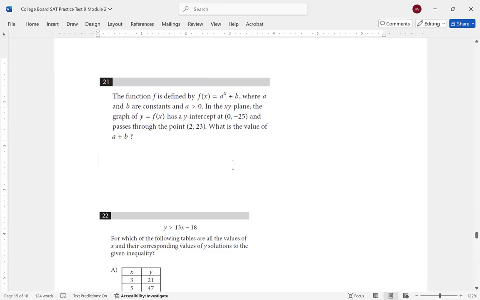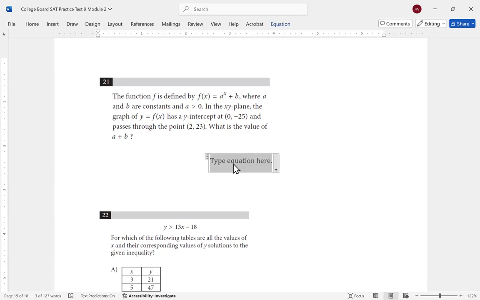Question 21. The function f is defined by f of x is equal to a raised to the x power plus b, where a and b are constants, a is greater than 0. In the xy plane, the graph of y equals f of x has a y-intercept of (0, -25) and passes through the point (2, 23). What is the value of a plus b?